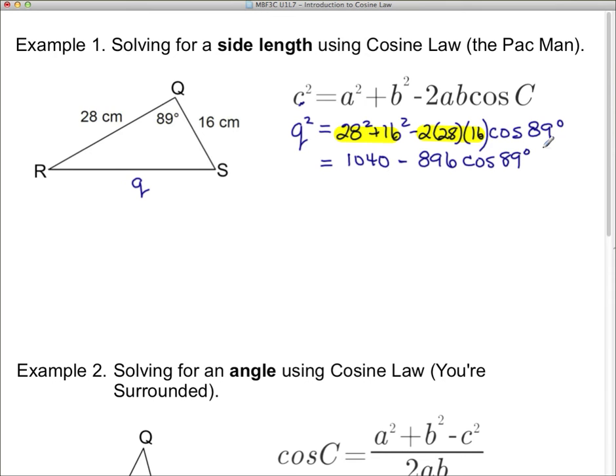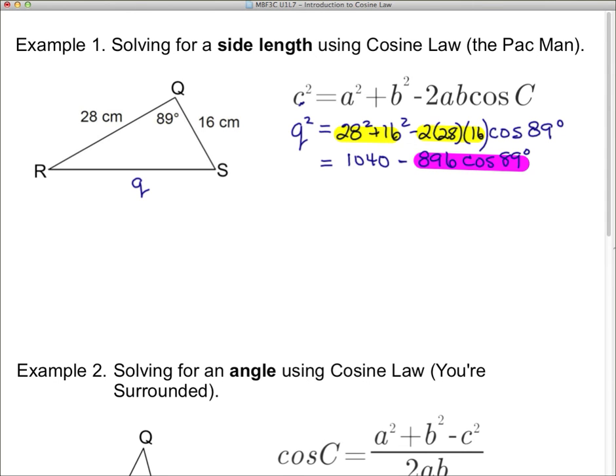Now I'm going to tell you one mistake that a lot of people make at this point. They say, oh hey, I can subtract this here. I can do 1040 minus 896. And I would say, stop, no, don't do that. You are violating the laws of BEDMAS, because remember, order of operations says that you must do multiplication before you do subtraction. So what we must do in the next line, and I'm going to do that in pink highlighter, is this part. I have to do 896 times the cos of 89.